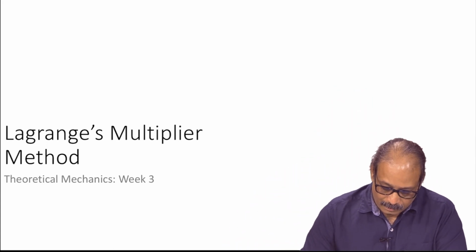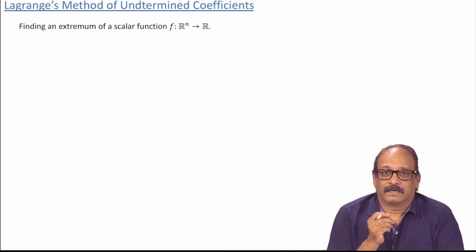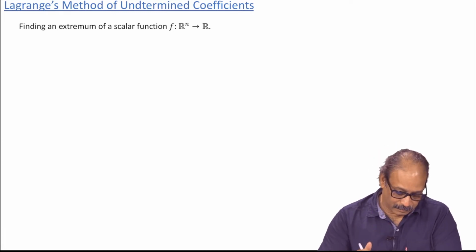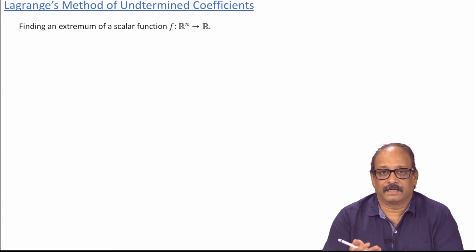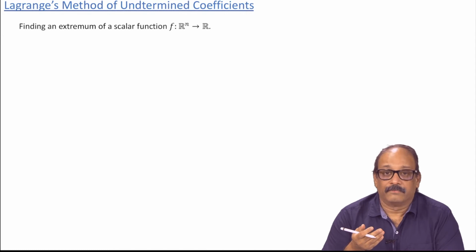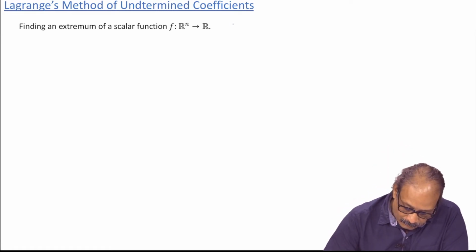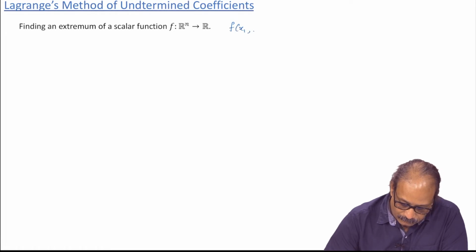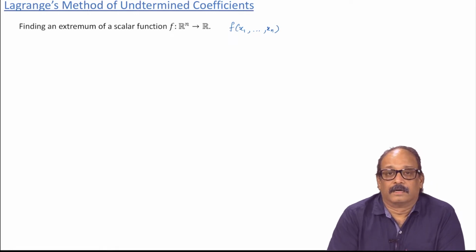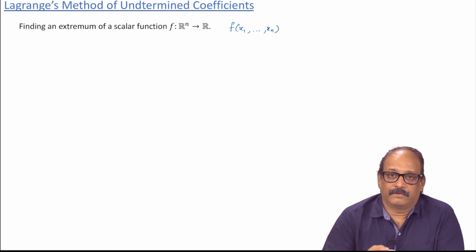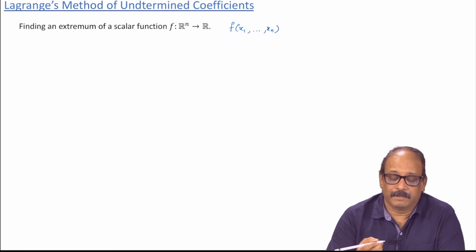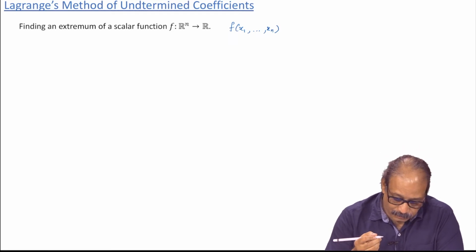So, here let me first consider a standard problem of minimization. In the standard problem of minimization, we have a scalar function which is defined over R n, which means it is a function of n coordinates. So, given a function of n coordinates x, I want to find the minimum of this, and remember we have done this earlier too.